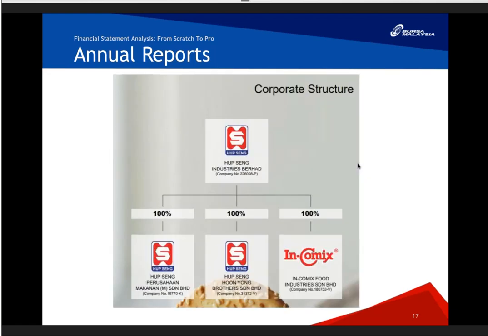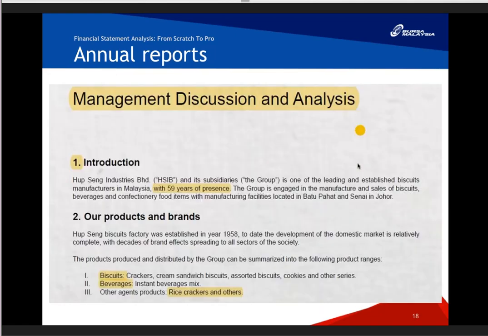Then you look into the corporate structure. With the corporate structure, at least you know how many subsidiaries this company has and to what extent their business has expanded, so you have a big idea. For example, this company has subsidiaries in the food industry. Hup Sing is a famous biscuit maker, talking about consumer sectors. Then you have a few headings.